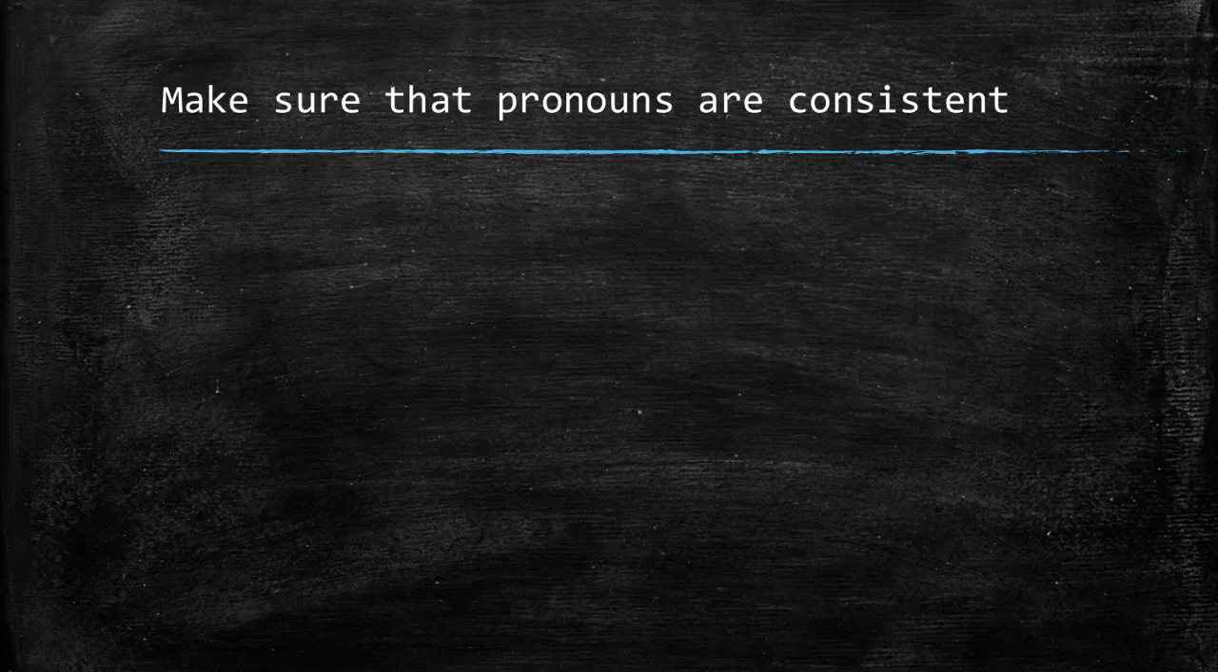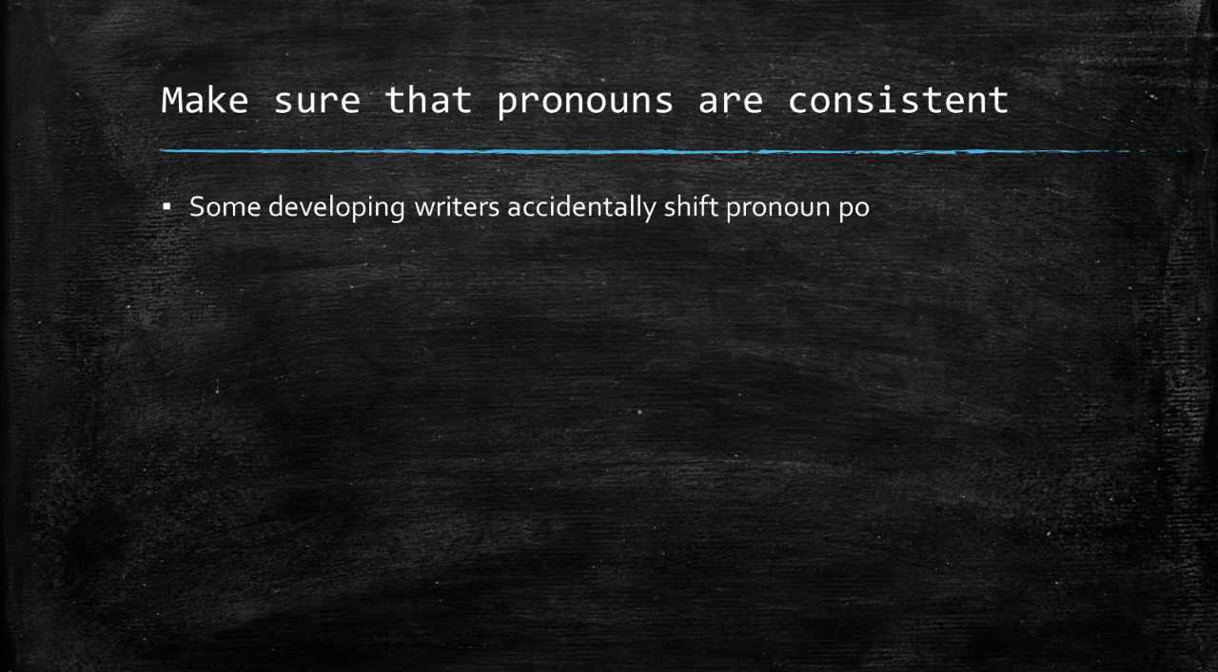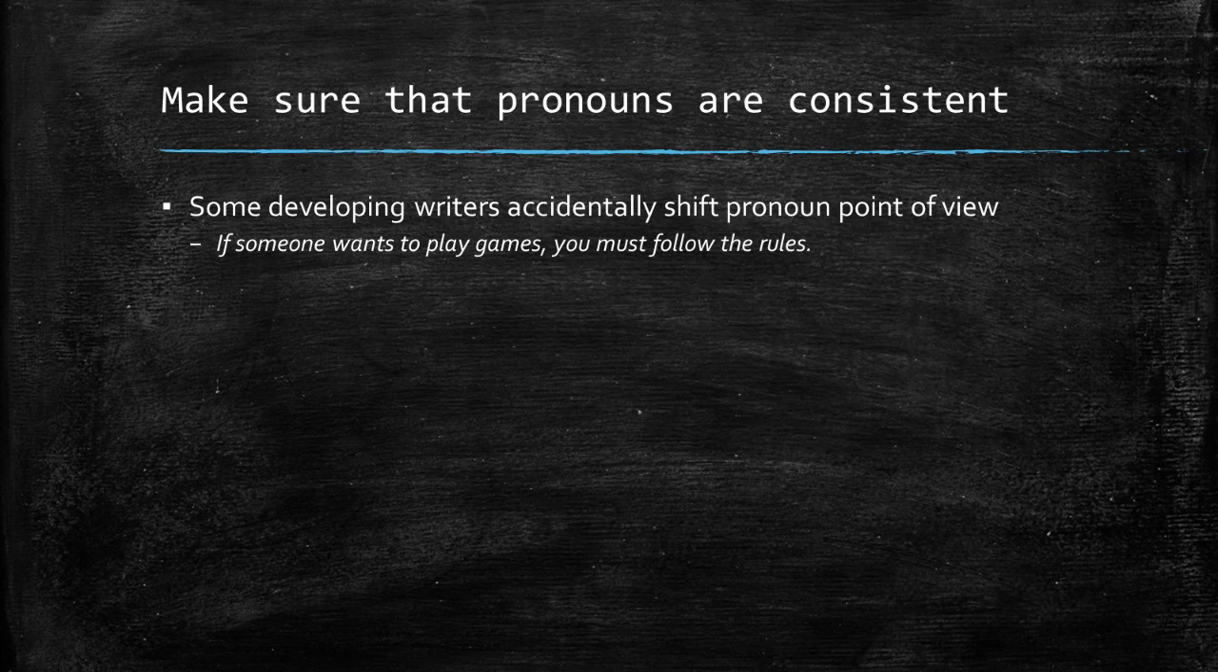Next, make sure that pronouns are consistent. Some developing writers accidentally shift pronoun point of view while they're writing, as in this sentence here. If someone wants to play games, you must follow the rules. Again, if you're relying on your ear, you may not hear that that is in fact wrong.